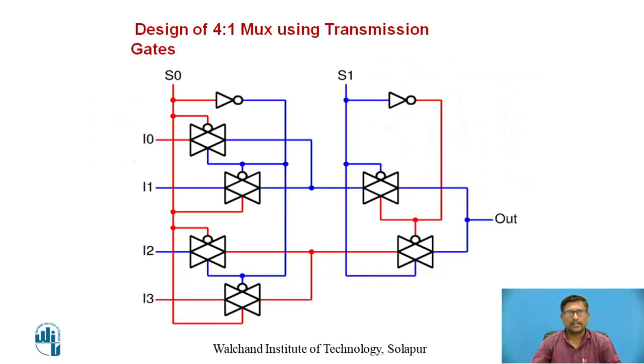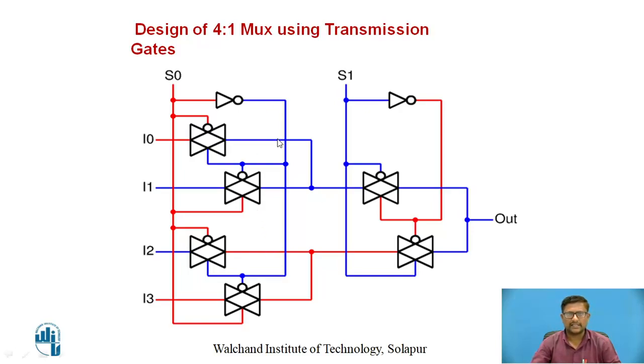Today we are going to design the 4:1 multiplexer using CMOS logic. In that we are using transmission gates. By using the transmission gate, we can design the 4:1 mux, which is shown here. There are four inputs, as I already explained, I0, I1, I2, I3. To design the 4:1 mux, we require a total of 6 transmission gates, and along with the four main inputs, we require two control inputs, S0 and S1.